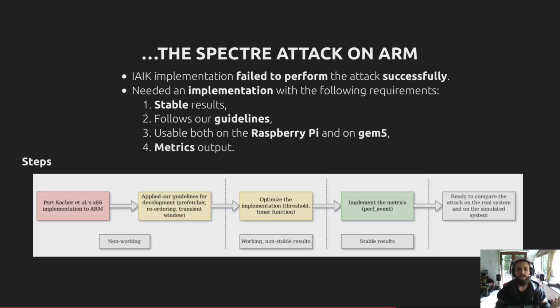So the steps of our implementation were the following. We took the Spectre implementation for x86 and ported it to ARM. Then we applied our guidelines, mainly on the prefetcher, on the reordering, and on the transient window part. Then we had a working implementation, and with some optimizations we got stable results. Then we had to implement the metrics measurement, and we were ready to compare the attack between the real system and the simulated system.